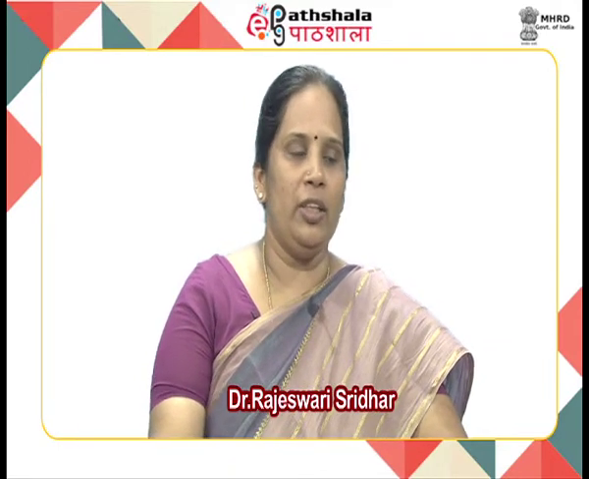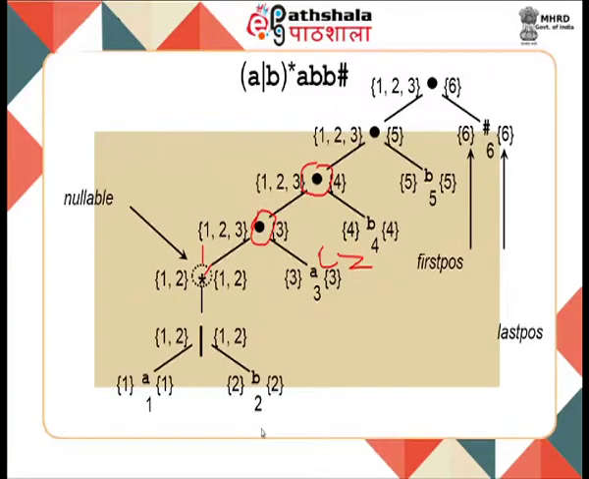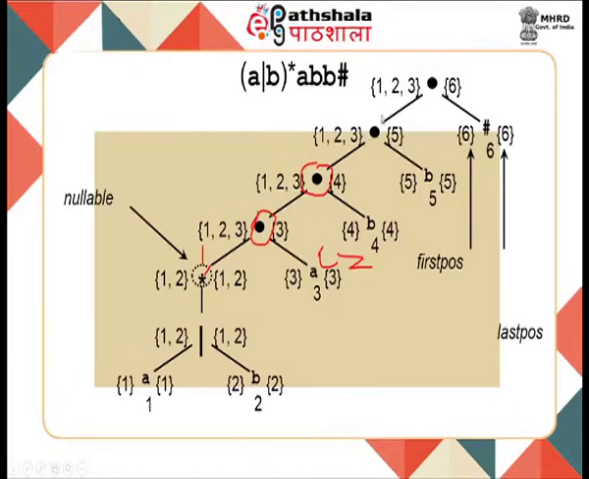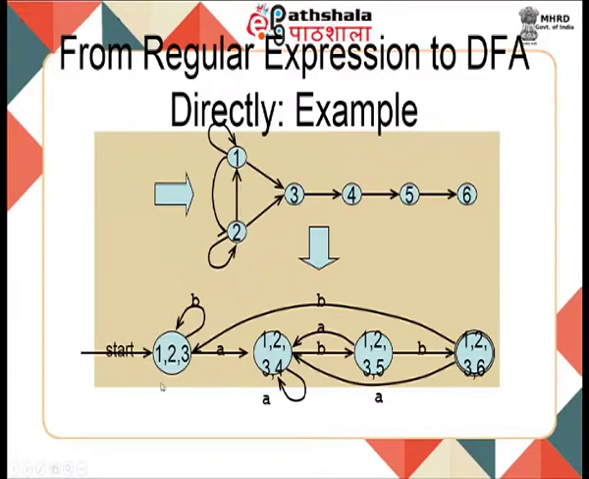So, we start with the example where we were constructing a minimized DFA from a regular expression. We will continue that example and finish it before we move on to the other approach to constructing a minimized DFA. What we did was construct the root of the tree. The root is here. This has the first position as 1, 2, 3. So, that will be the first node.